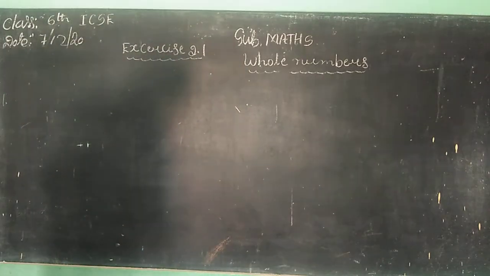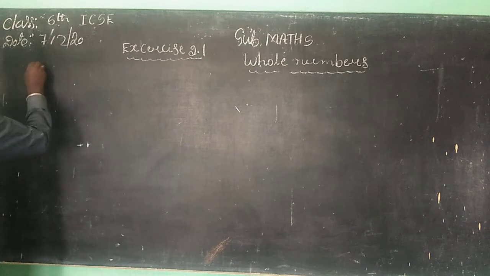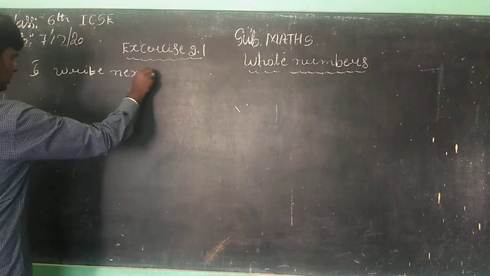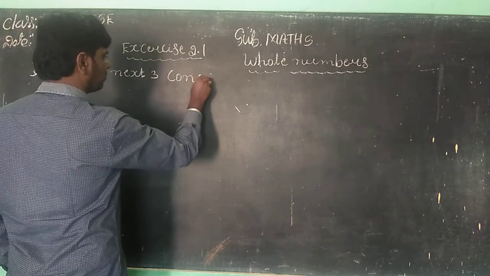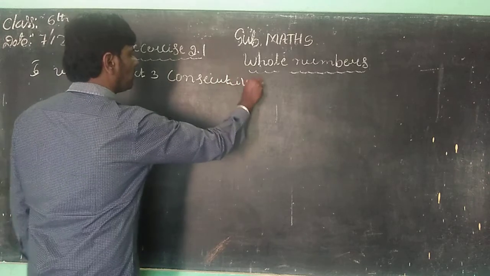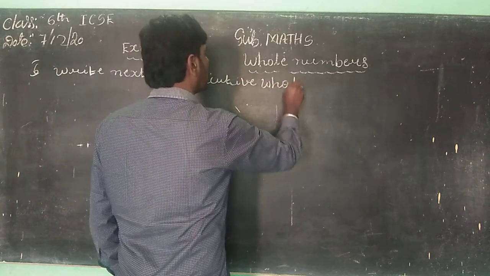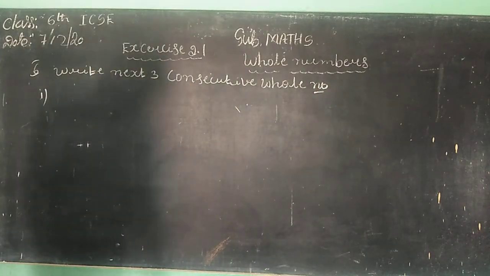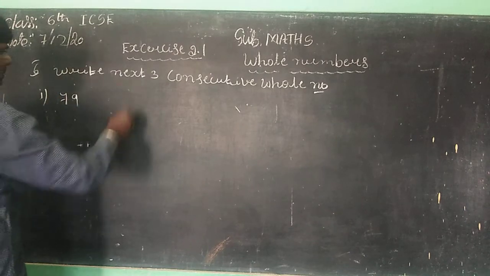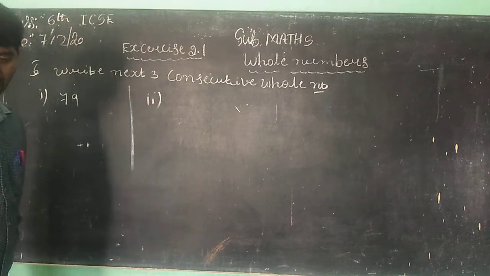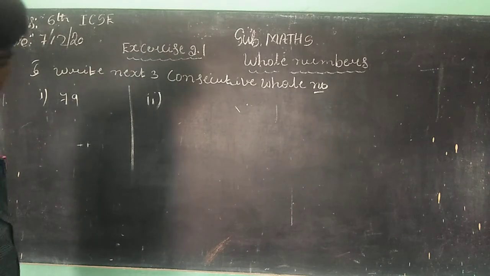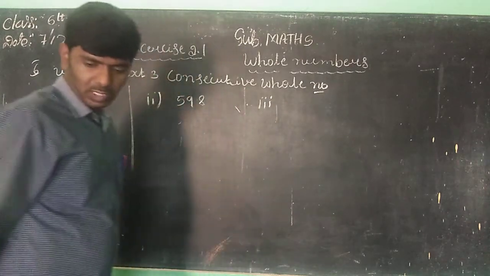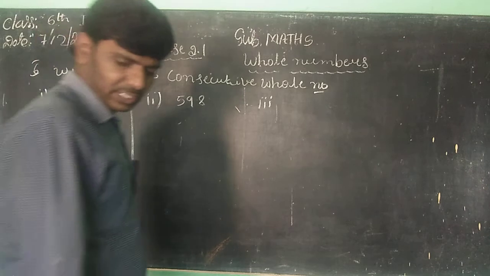So write the next three consecutive whole numbers. Children, now you want to take first question is 79. Second one is 598. Third one is 35669.